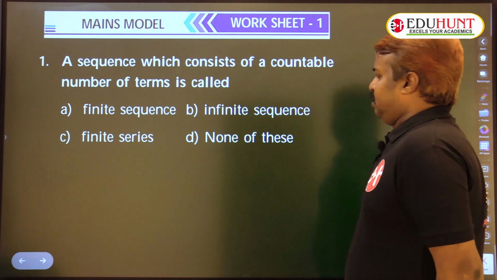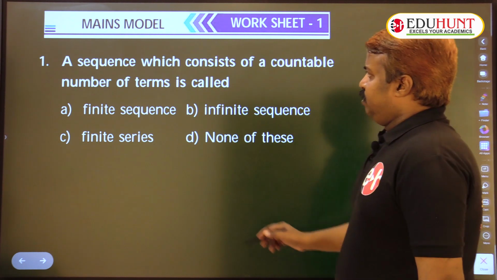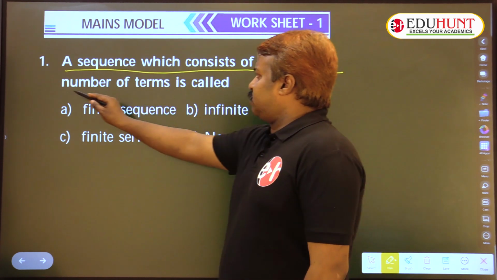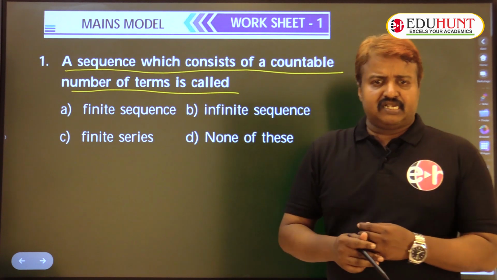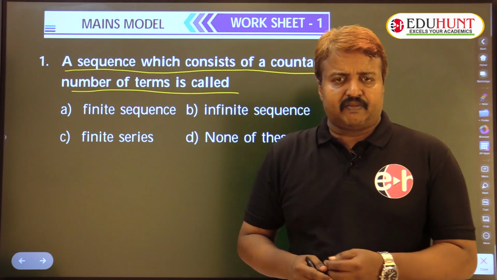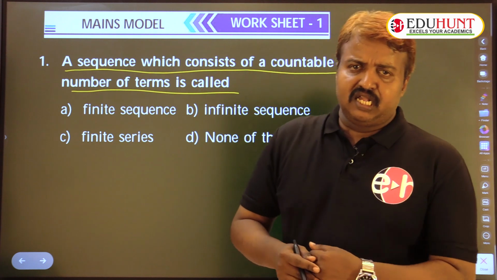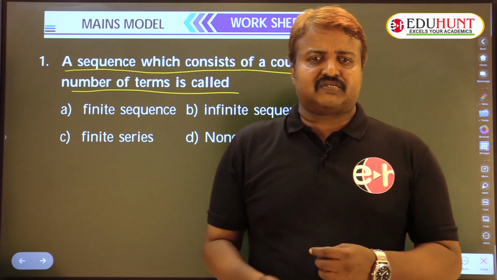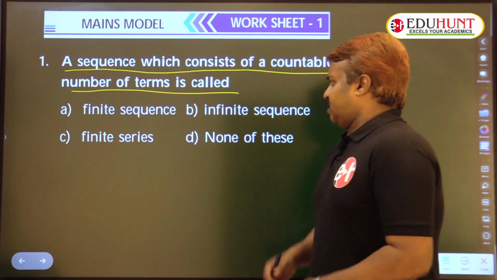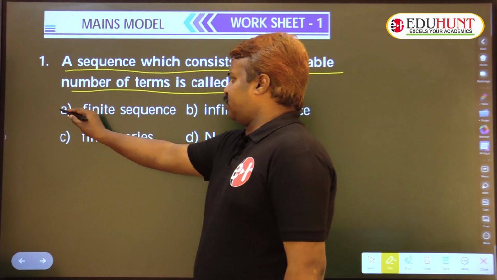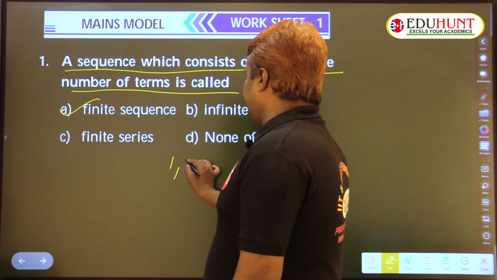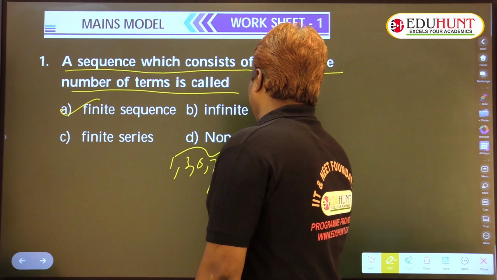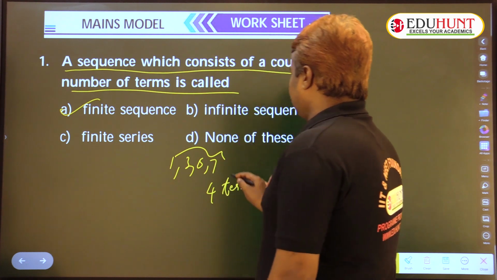Mains model worksheet here. It is a sequence which consists of a countable number of terms. A sequence which consists of countable numbers. If we have numbers we can count, what do we call that sequence? As we said earlier, a finite number of terms is a finite sequence. Since it has a countable number, you can take 1 3 5 7. So there are 4 terms of the sequence.